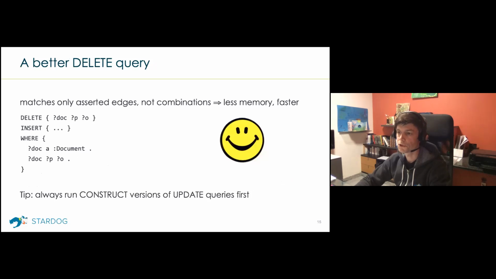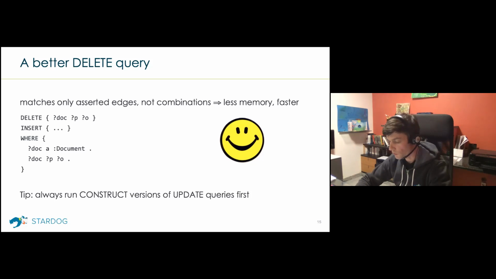Instead, what should be done here is the query should just return asserted edges, all asserted edges for each document, and then pass that to the delete template. There will be no combination, no combinatorial explosion here. It will use a lot less memory. It will be faster. That's the right way of doing it.